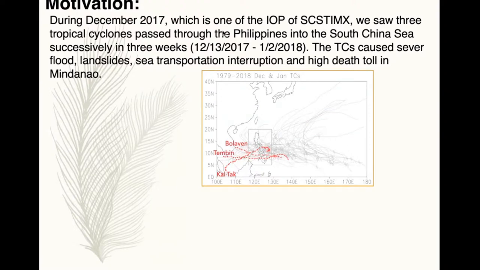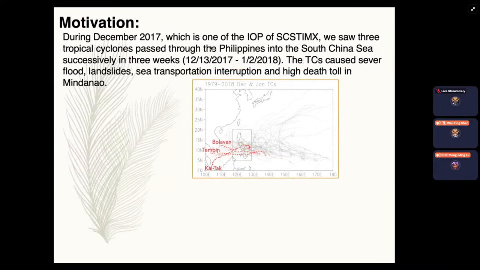So I'm curious whether this successive TC intrusion is one of the major reasons to cause the severe floods here, because, for example, this event caused severe floods, landslides, sea transportation interruption, health problems, and a high death toll in Mindanao.